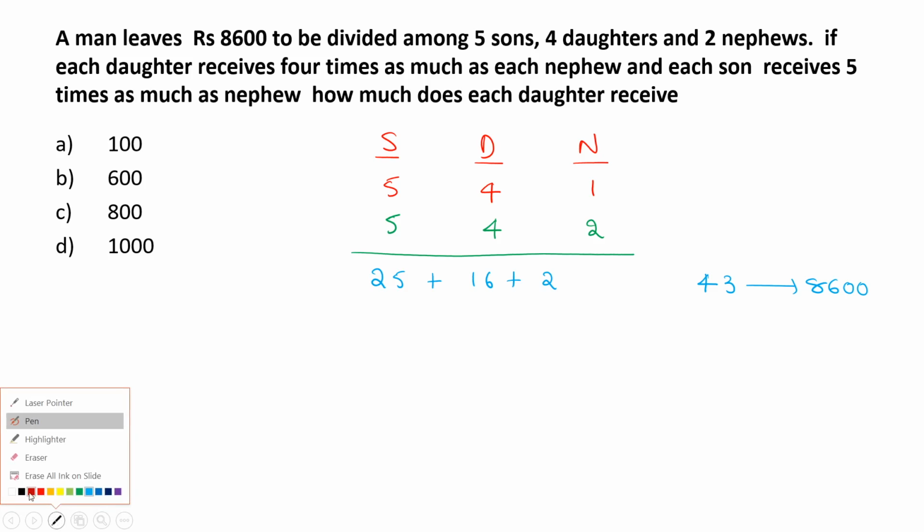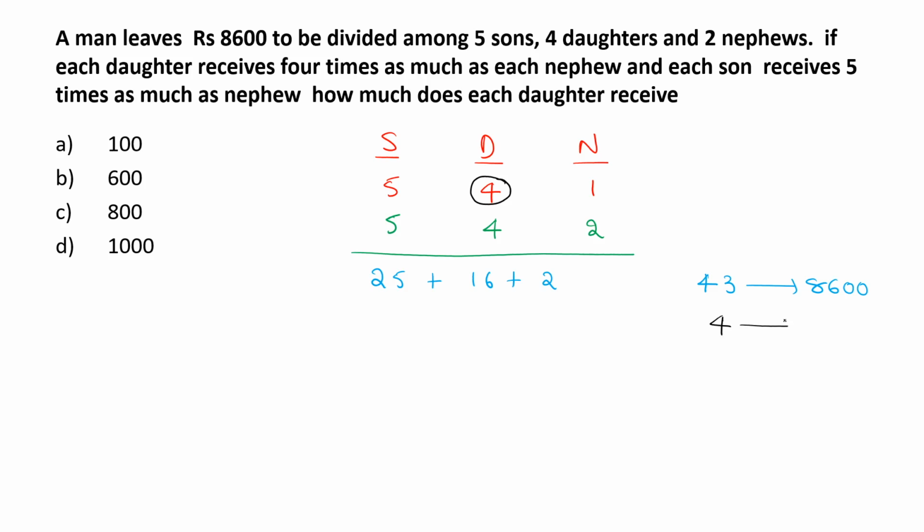We assume that the amount each daughter receives is 4 rupees. Then we need to find the value of 4 units. If the value of 43 units is 8600, then the value of 4 units would be 800 rupees. That means the amount that each daughter is receiving is 800 rupees. That is option C. 800 would be our answer.